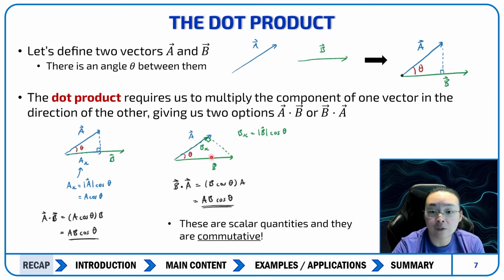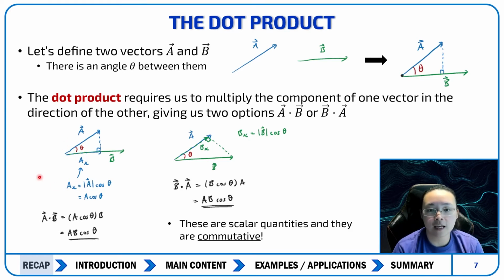Now I can also look at it the other way. Maybe I want the component of b that's in the direction of a, so I have bx going this way. So then I can do another calculation as well. So let's start over here. How do we get to ax? In order to get to ax, we do need to know this angle theta over here.